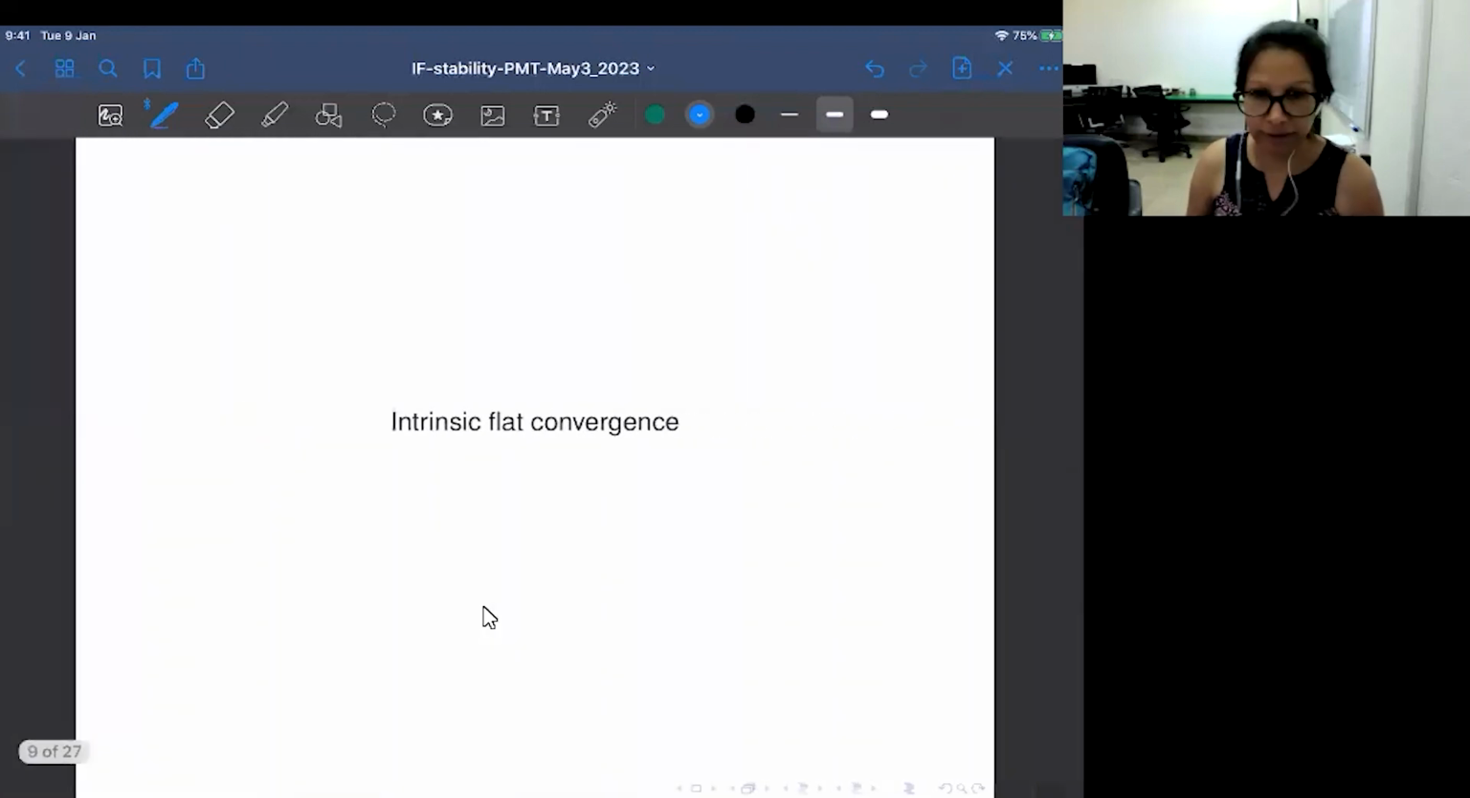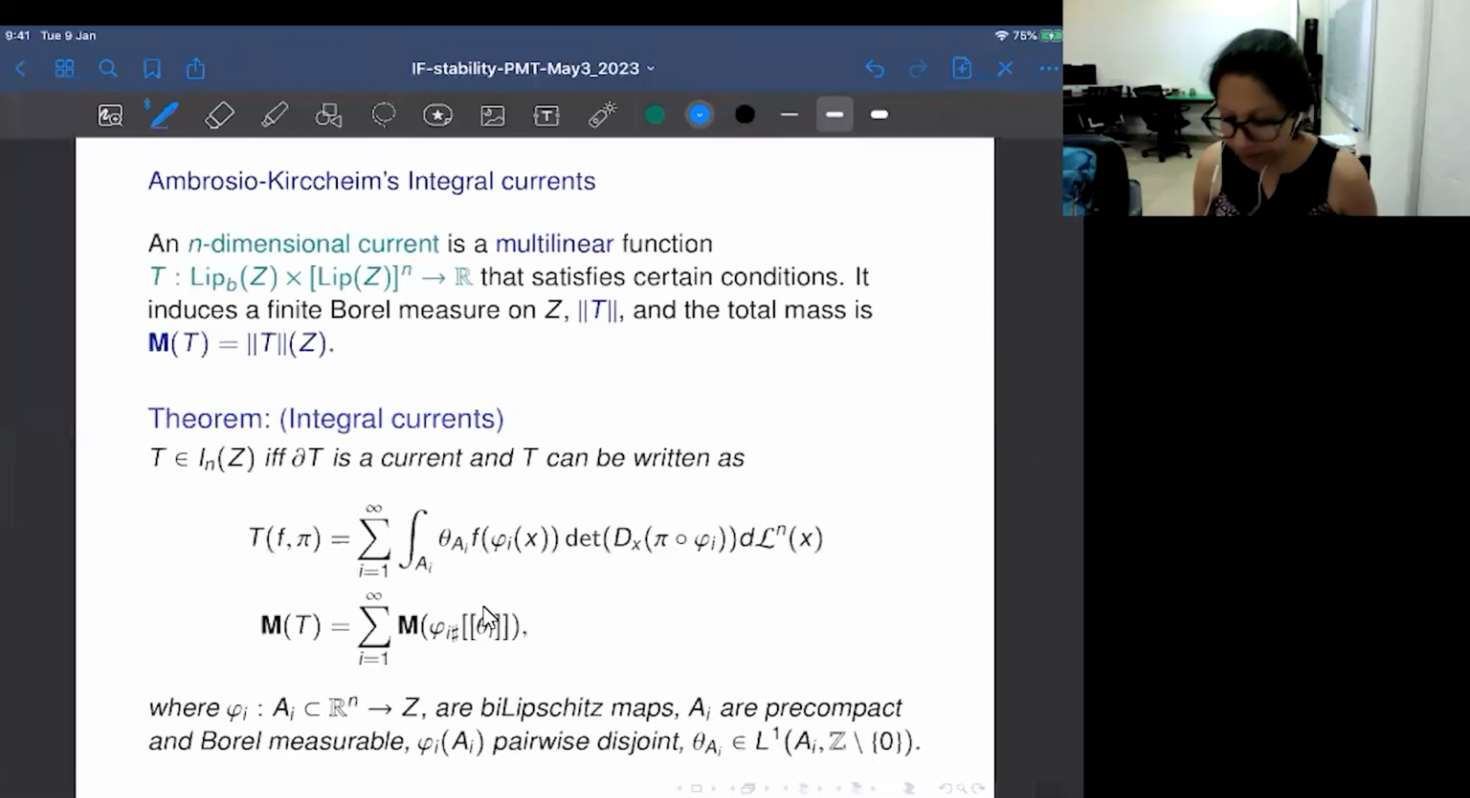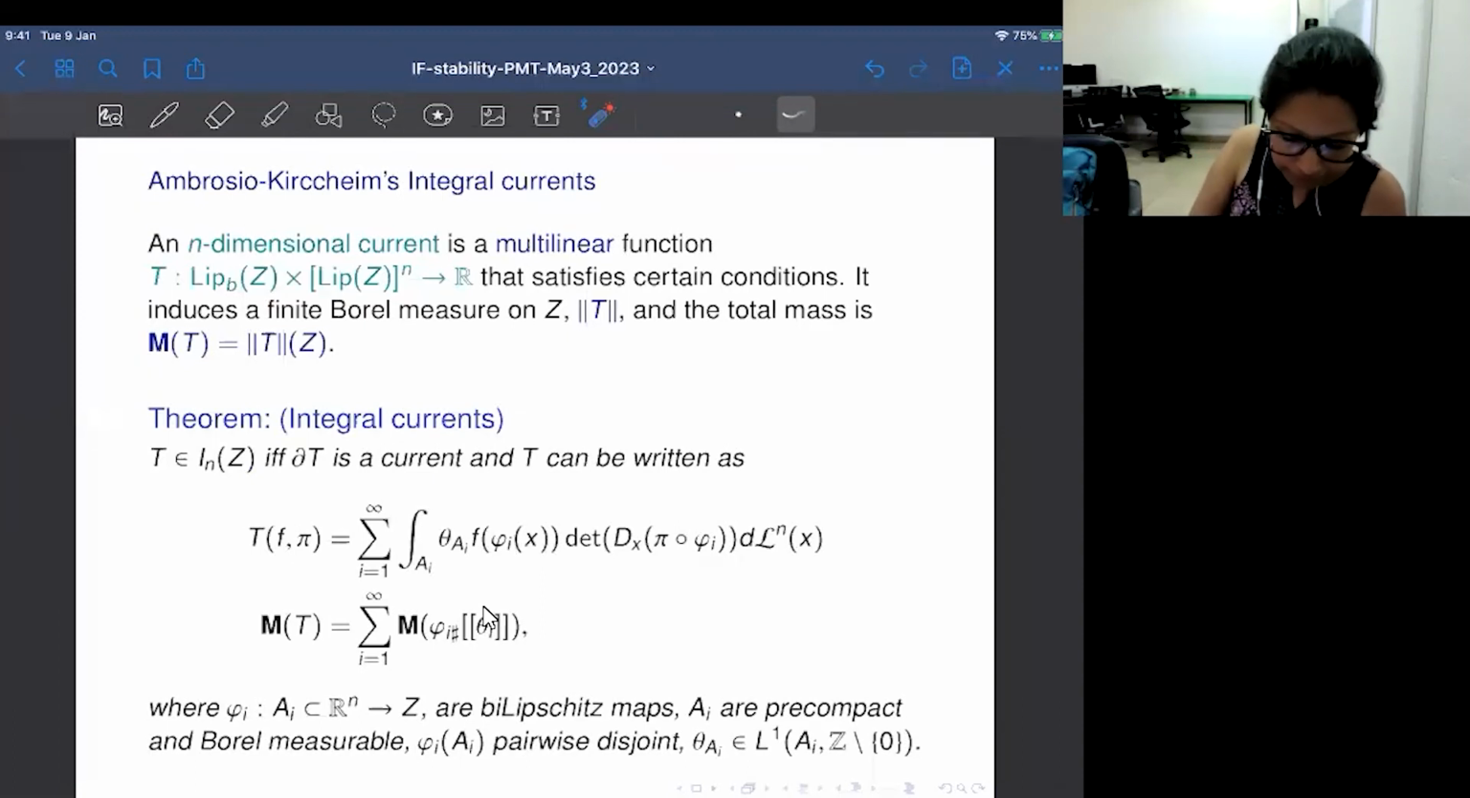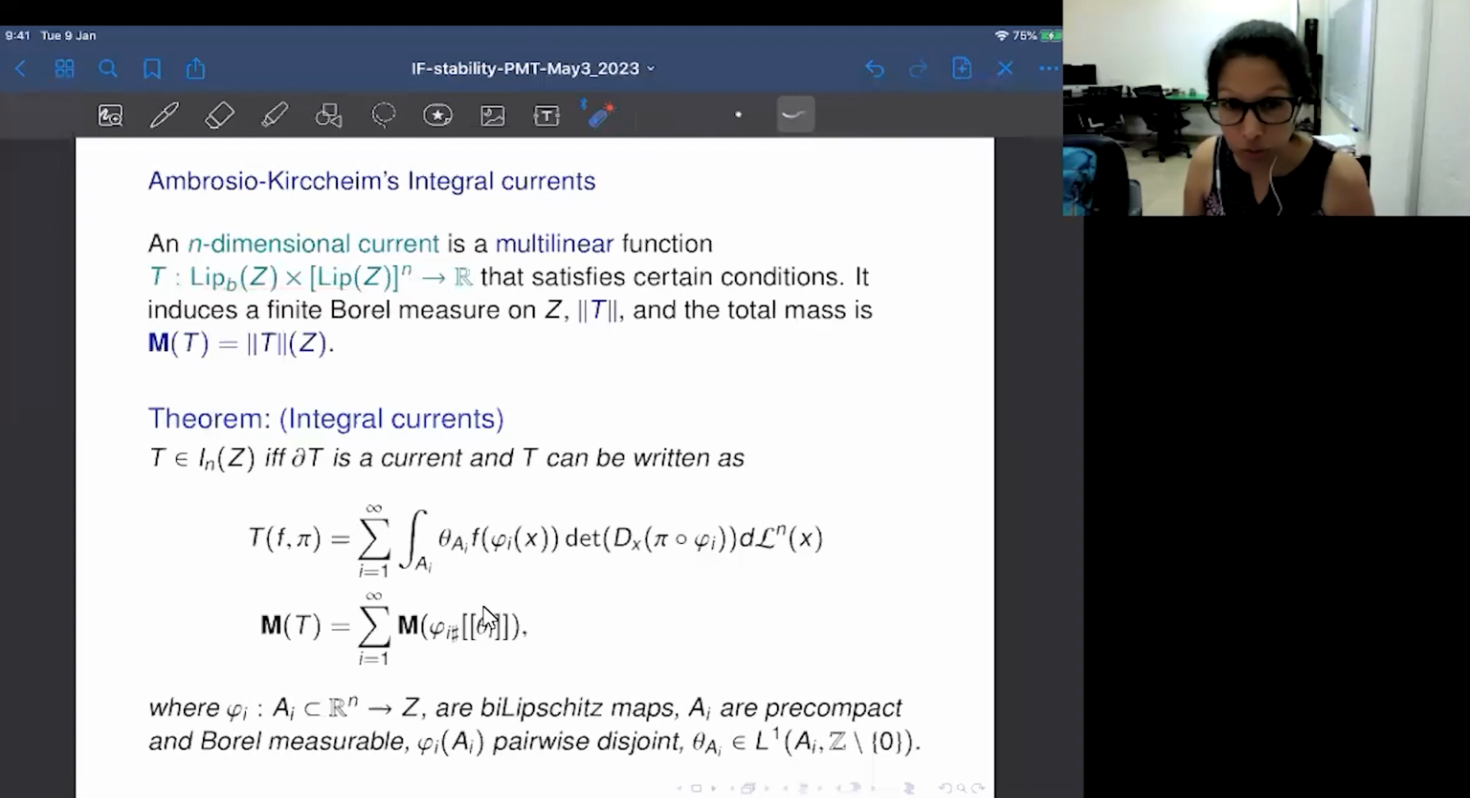So intrinsic flat convergence. For intrinsic flat convergence, we actually need some currents, and these currents are going to be defined in a complete metric space Z. And these currents were introduced by Ambrosio and Kirchheim. They are multilinear functionals that take an n+1 tuple in this space and go to R. Okay, and these currents satisfy certain conditions, which I'm not going to mention now.